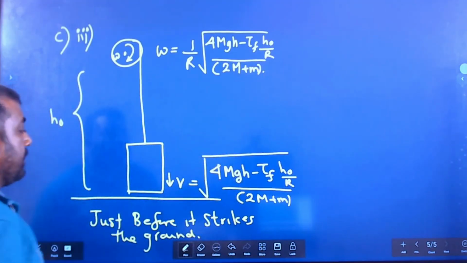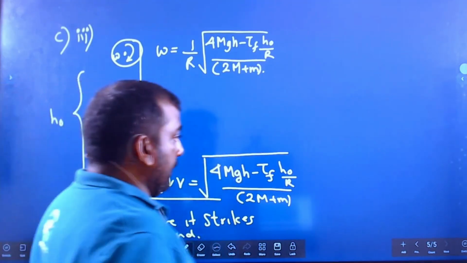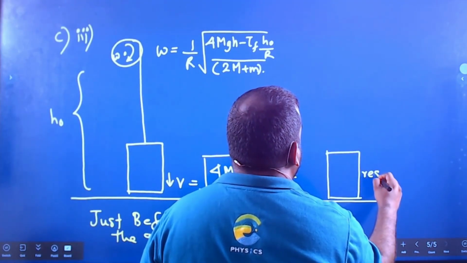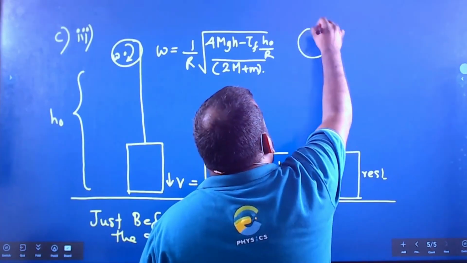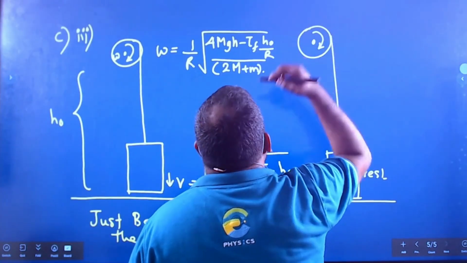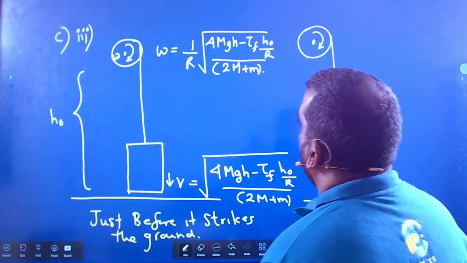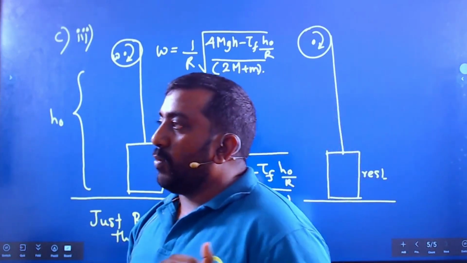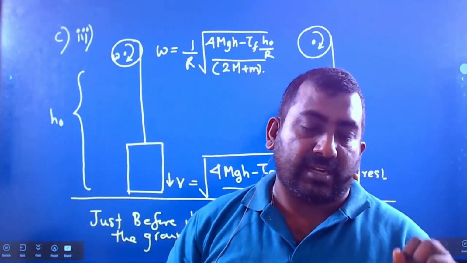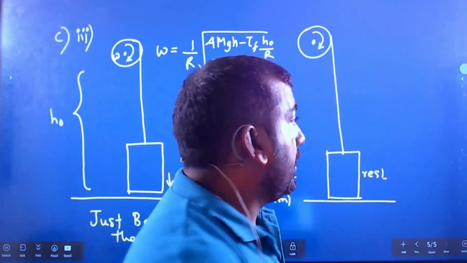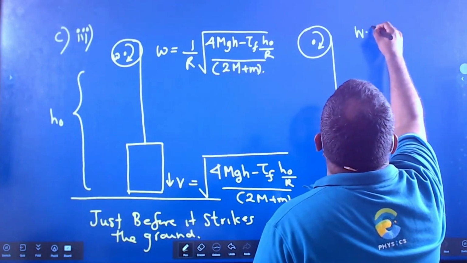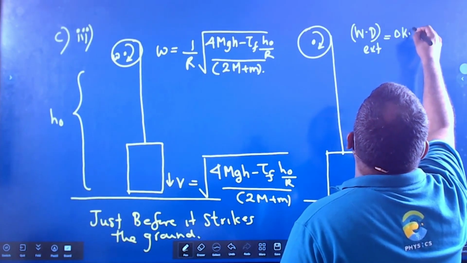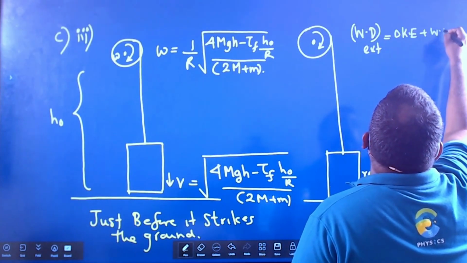Right. Now what will happen? It will strike the ground and come to rest. But the pulley will rotate until it reaches rest. Now think, why is the pulley stopping? Because there is frictional torque. Now we can apply work done by external torque equals increase in kinetic energy plus work done by resistive torques.